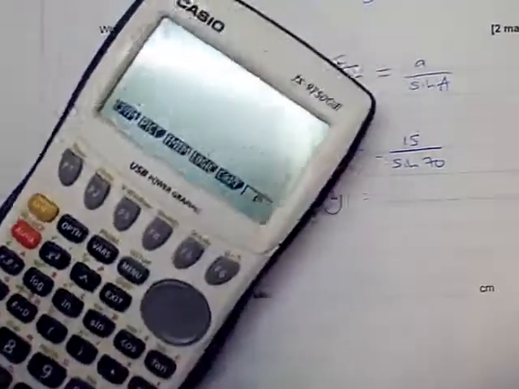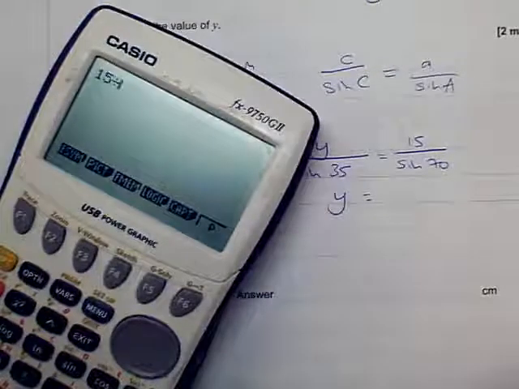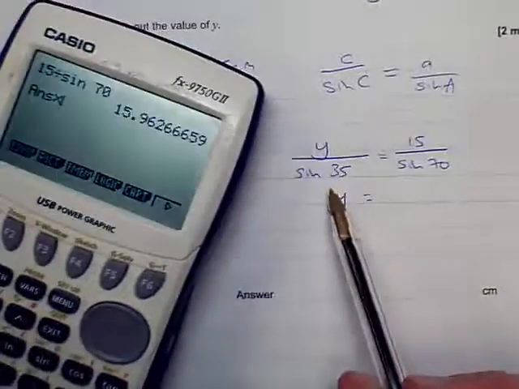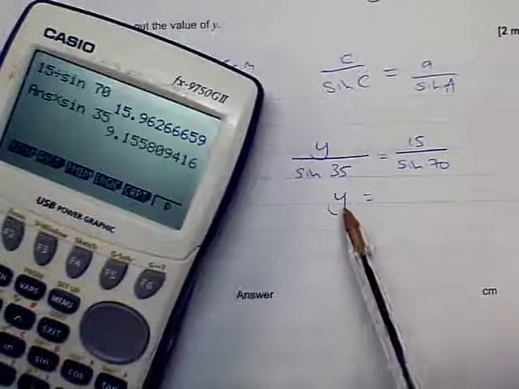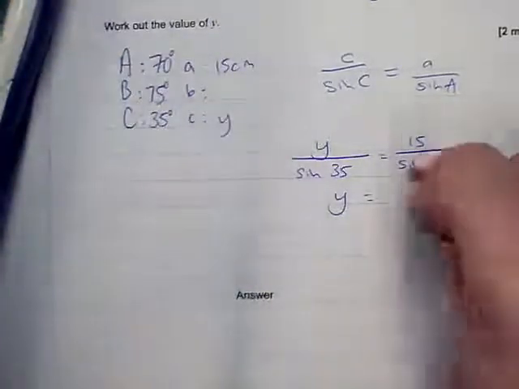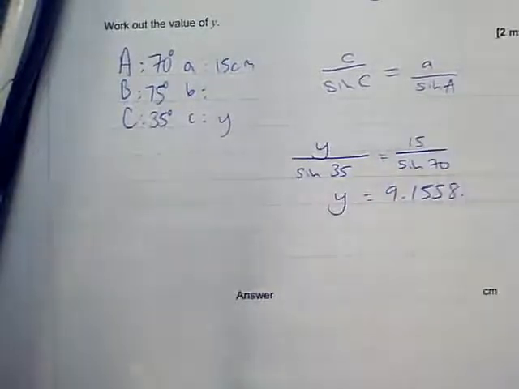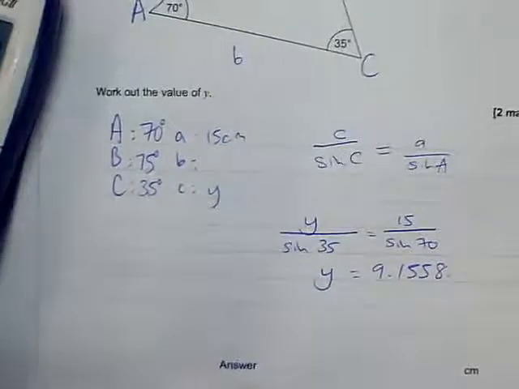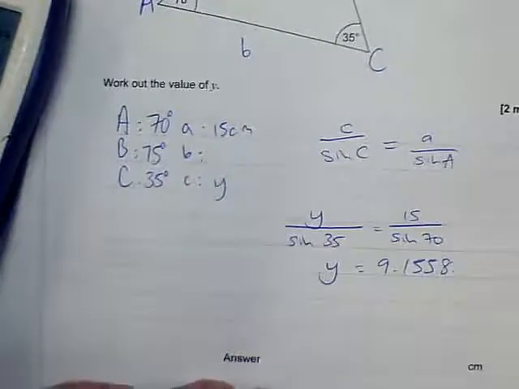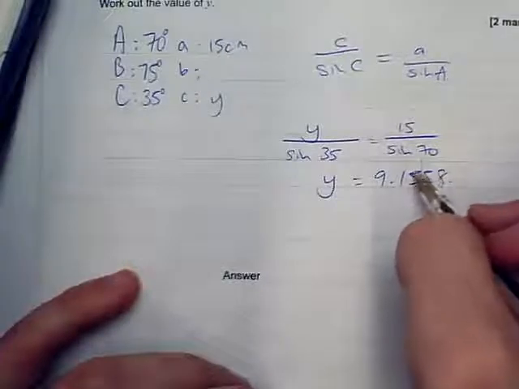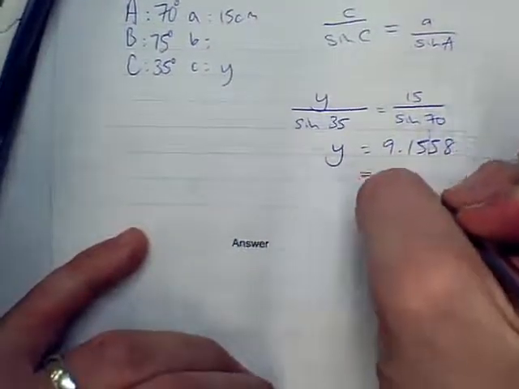So 15 divided by sine 70, and then multiply through by sine 35. That gives me 9.155. It hasn't told me how to round it. I'm going to round it to three significant figures. So 1, 2, 3 takes me to 9.16.